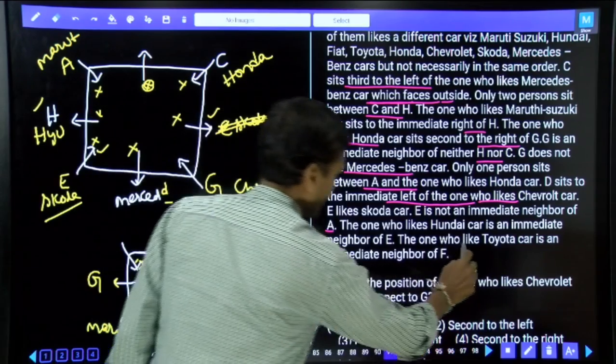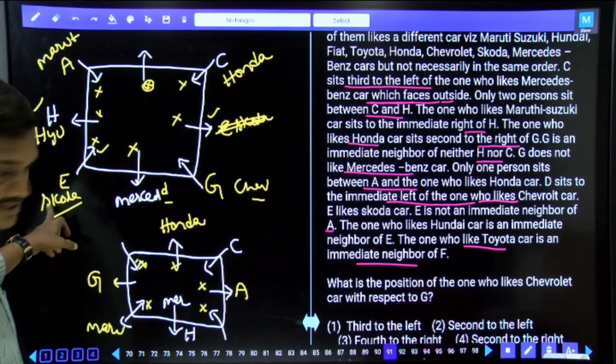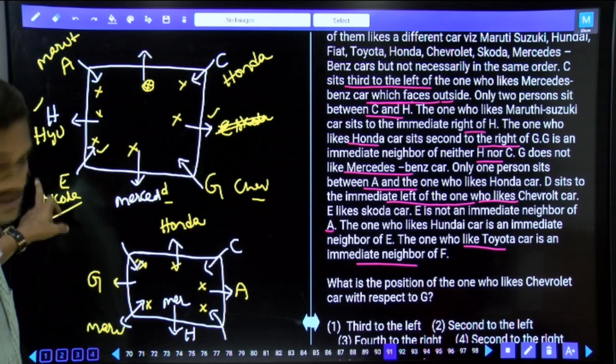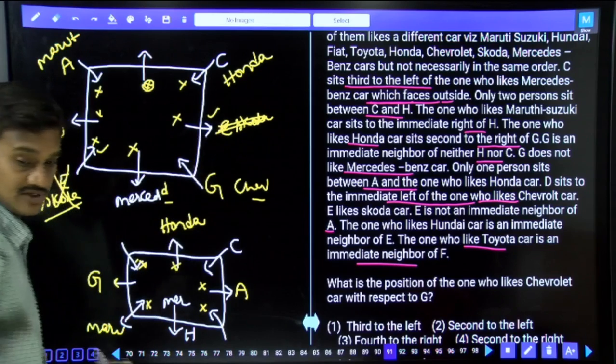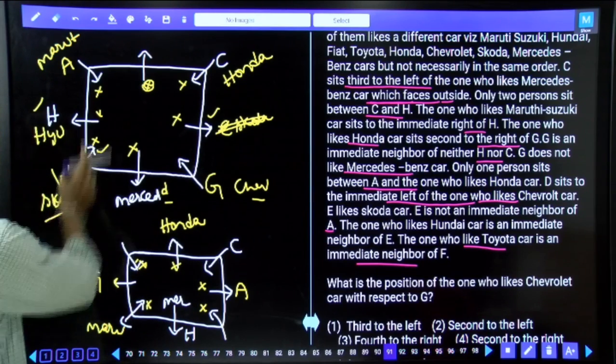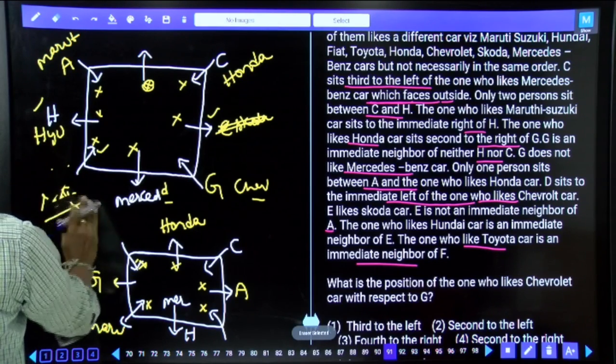Finally, the one who likes Toyota is an immediate neighbor of F will be ruled out if we take E Skoda at this place. Clear? Hence, as this case is ruled out, E must be here, because we have 2 possibilities. First I tried out this one. As it is not working, we need to go for the remaining. Okay?